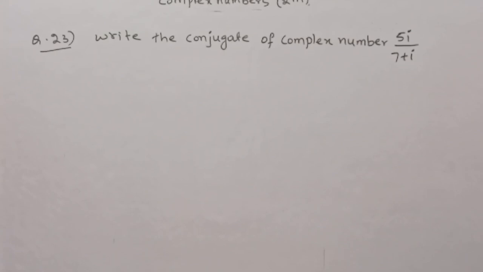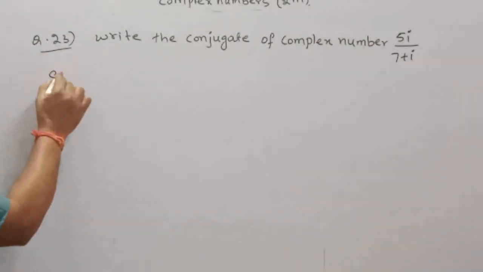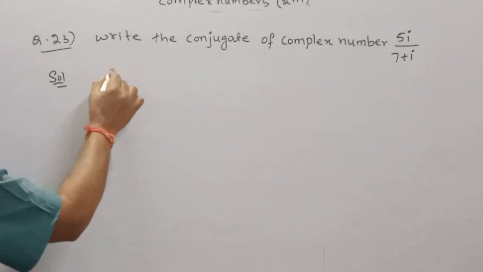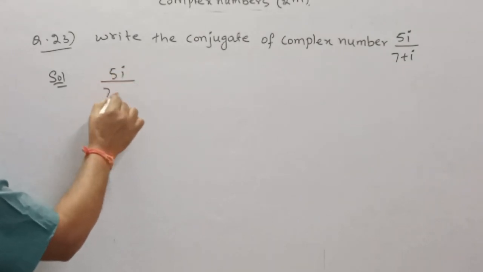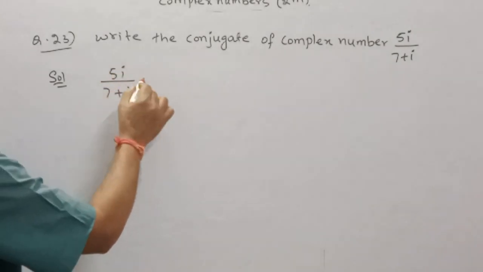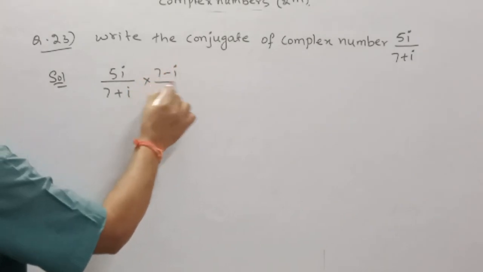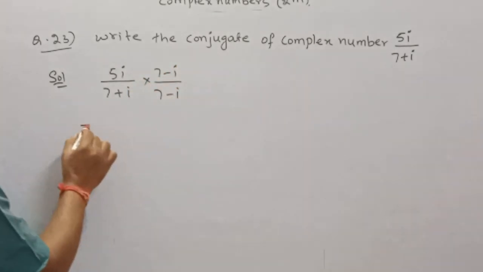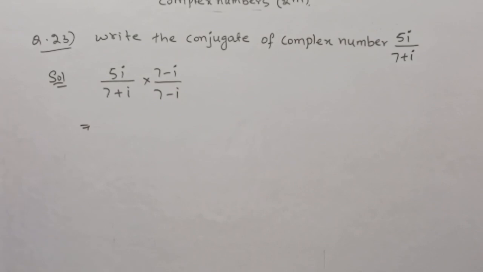Here we have one more problem. Write the conjugate of the complex number 5i/(7 + i). You see here, this is the complex number 5i/(7 + i). You can multiply and divide with (7 - i)/(7 - i).